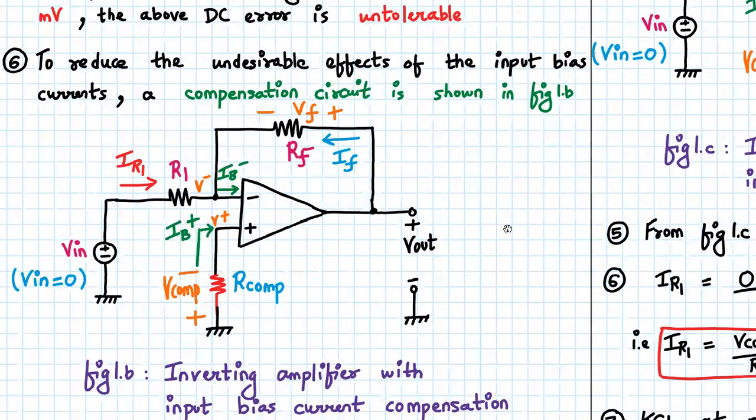So to reduce the undesirable effects of the input bias current, a compensation technique or compensation circuit is shown as below. So here the addition is we have added a resistor RCOM between the non-inverting terminal and the ground terminal.